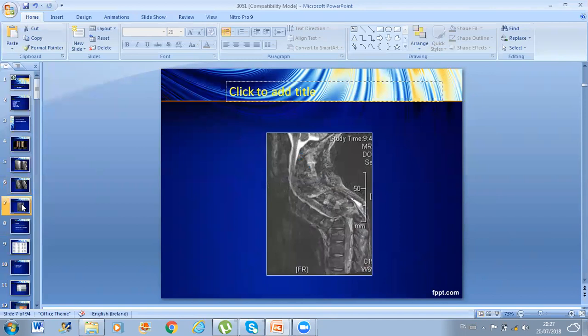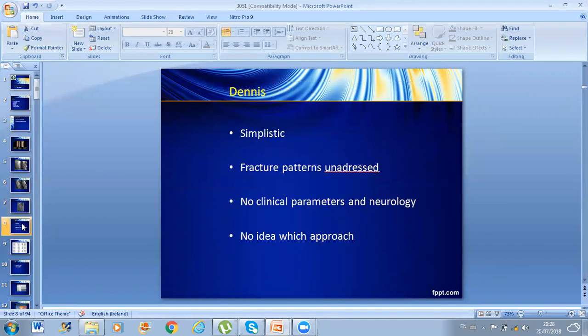See this. This is a complete spinal cord cross-section. You can see that the vertebral column is not aligned. The spinal cord is transected, probably at the level of T4 to T6, and this is also a 3-column injury. So Dennis is a very simplistic classification system. It leaves the fracture patterns unaddressed. There are no clinical parameters or neurology, and no idea which approach to take.